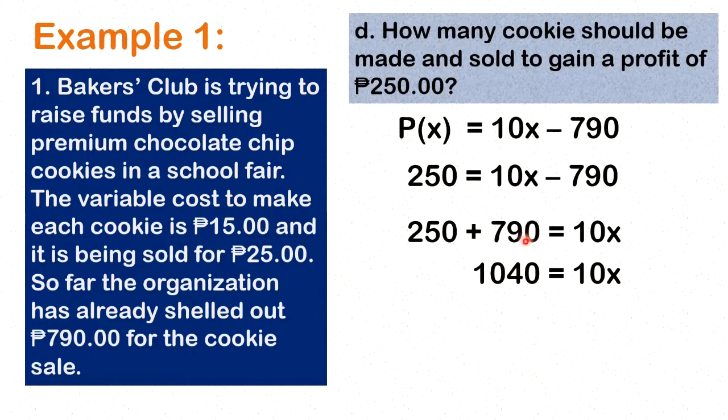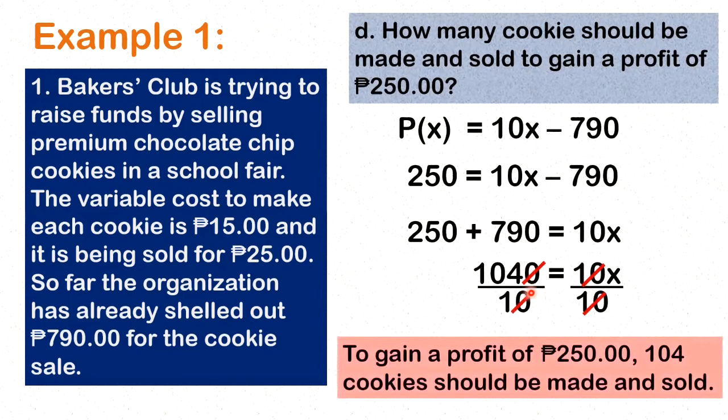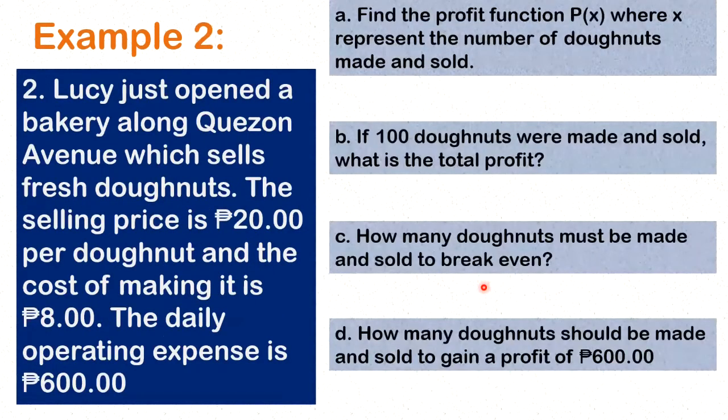250 plus 790, you're going to have 1,040. And then divide both sides by 10 again. Okay, may mga magka-cancel. You will get this, 104 cookies. So kung magsisell kayo, gagawa muna syempre kayo, and then mag-isisell ninyo yung 104 cookies, ang profit ninyo ay 250 pesos. Alright? This is the second example.